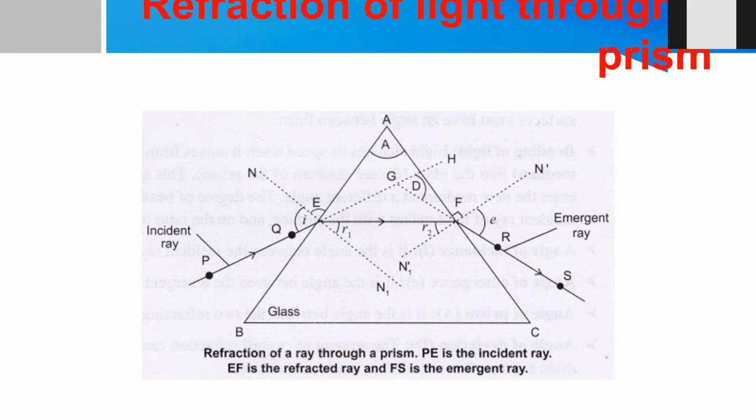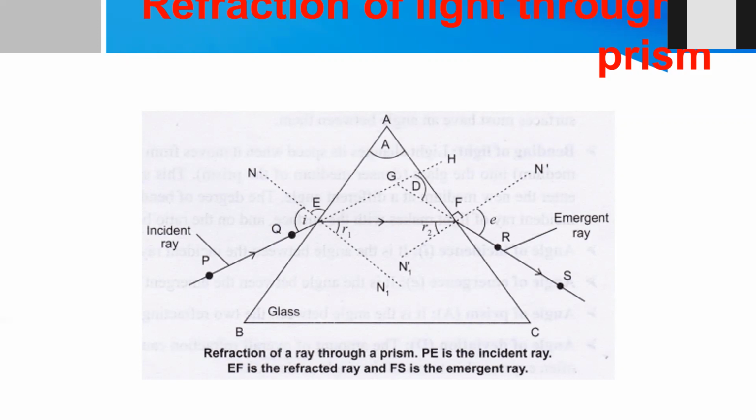Now again, one refraction has taken place. Now what will happen? This ray of light will come out from the prism. The second refraction is happening, and the ray which is coming out is FS. This is your emergent ray, and that is making angle e, the emergent angle, between the normal N dash, N1 dash, and the emergent ray FS. So this is how you can make the angle.